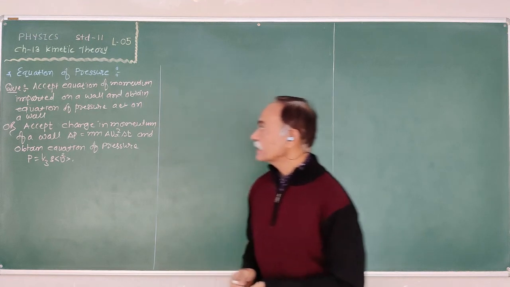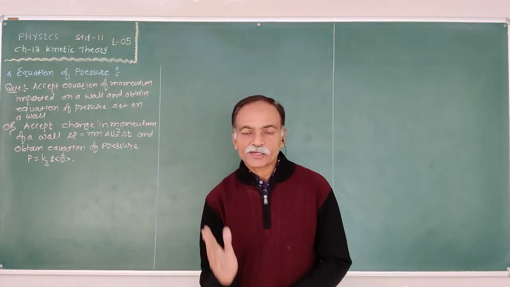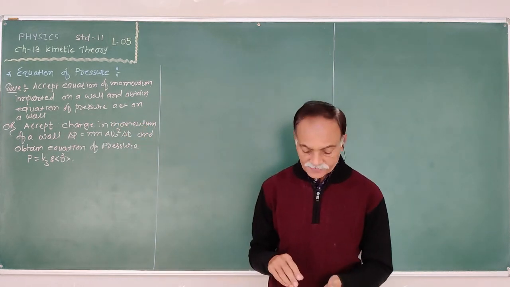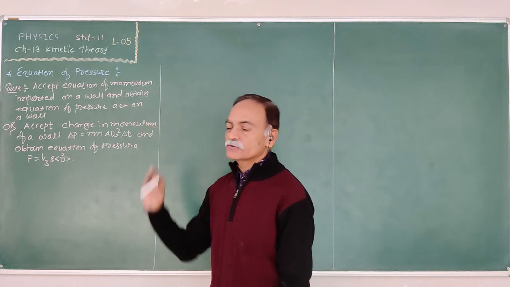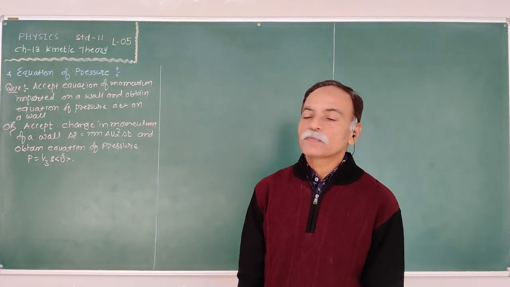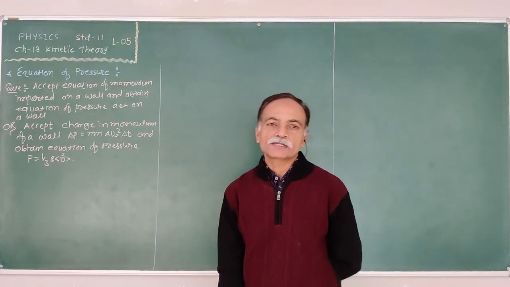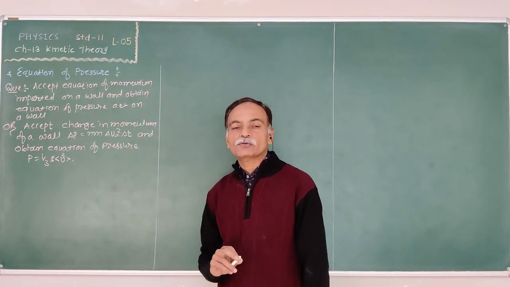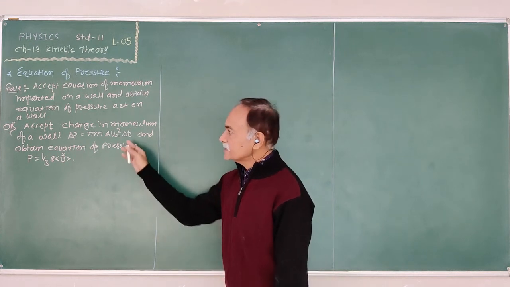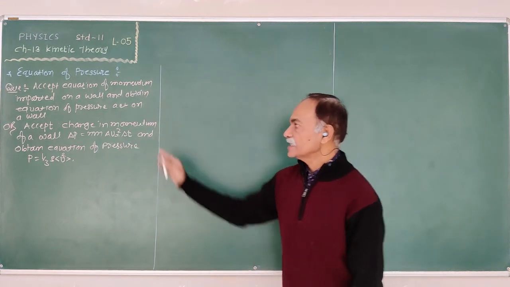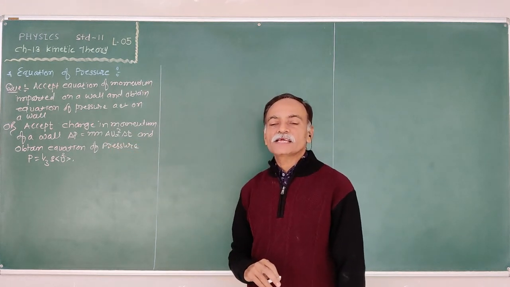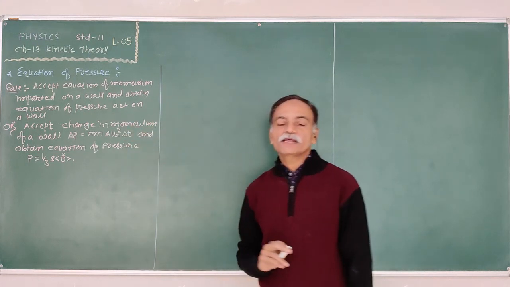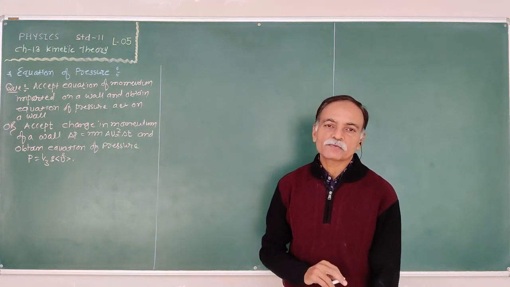Now we are interested in obtaining the equation of pressure: how much pressure acts on the wall of a container due to the molecules of the gas. For that purpose, the question is asked in this way: accept the equation of momentum imparted on the wall of a container and obtain the equation of pressure acting on the wall. Or it is also asked like this: accept that the changing momentum of the wall delta P is equal to nmA Vx square into delta T, and obtain the equation of pressure.